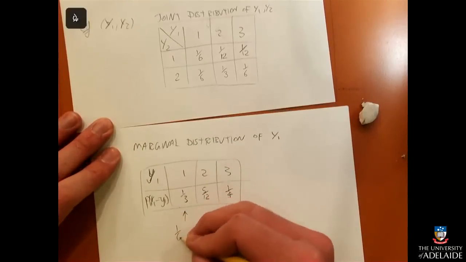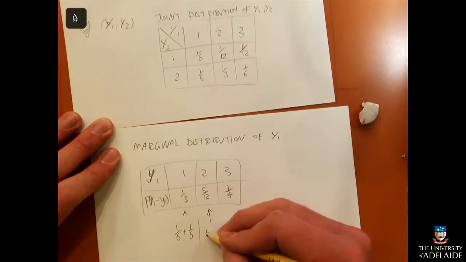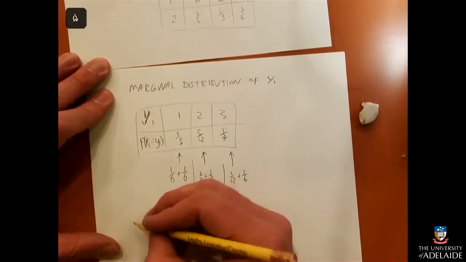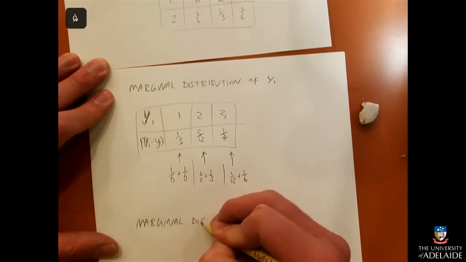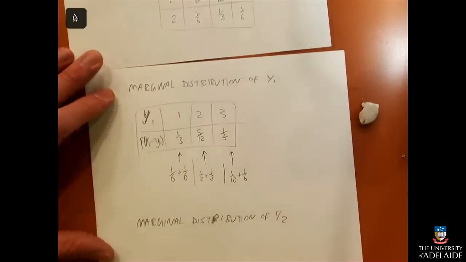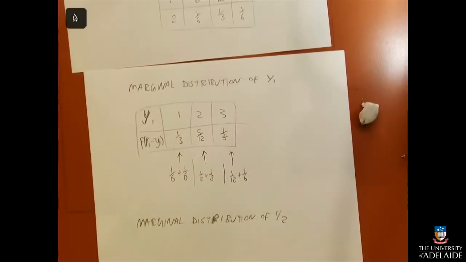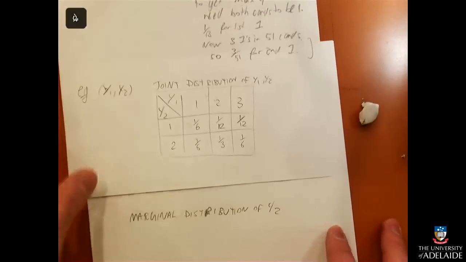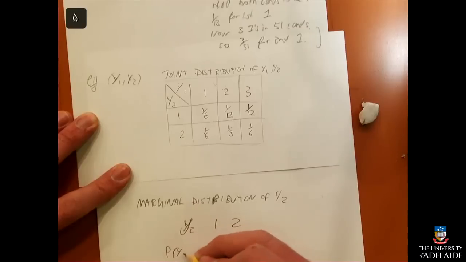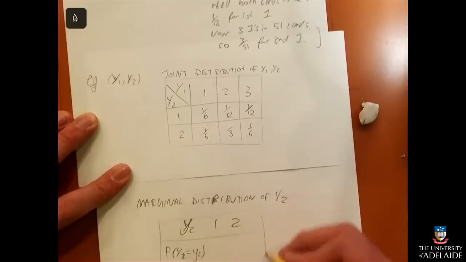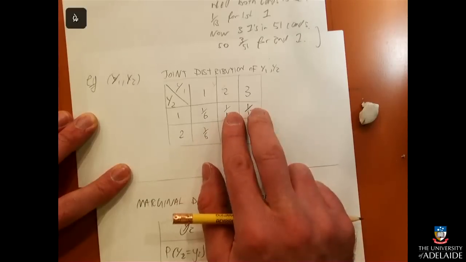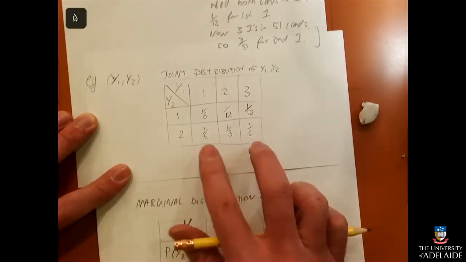So this one was 1/6 plus 1/6, and this one was 1/12 plus 1/3, and this one was 1/12 plus 1/6. Marginal distribution of Y2, and it would make the most sense to write it as columns, so that you're adding up this way, but I won't. So to do one, that's 1/6 plus 1/12 plus 1/12, 4/12, which is a third, and this ought to add up to 2/3. Yes.